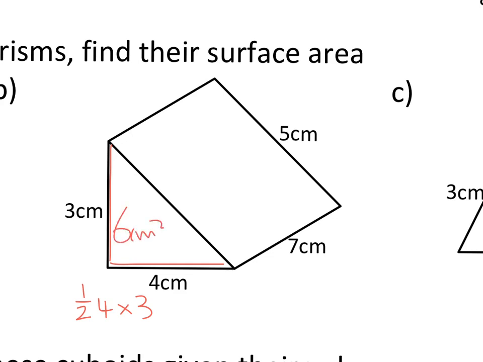Okay. This front face here, in blue, is going to be 5 times 7. So I'm just going to do that on the outside. 5 times 7, which is 35.